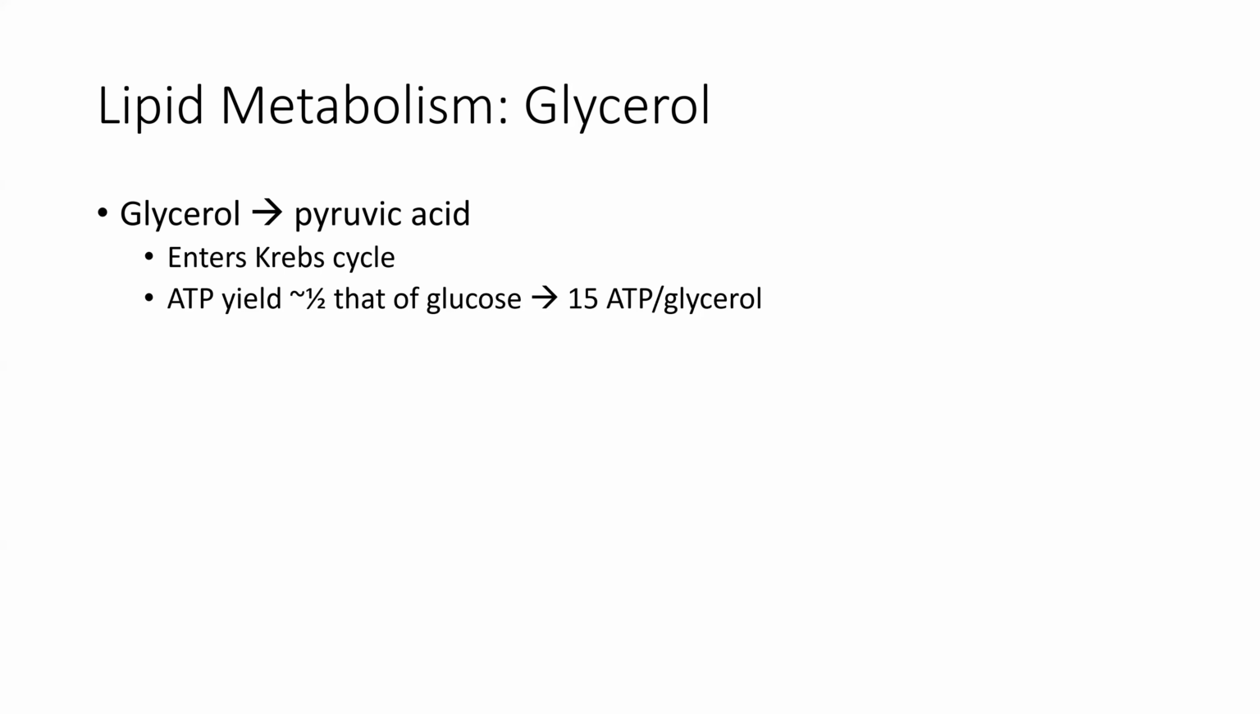Now remember, with glucose we made 2 pyruvic acids from 1 glucose. With glycerol, we only get 1. So we get half as much ATP out of a glycerol as we do out of a glucose. If we make 30 from a glucose molecule going through the whole process, we're only going to make 15 from a glycerol. But remember, we're not done. We still have those 3 fatty acids there as well.